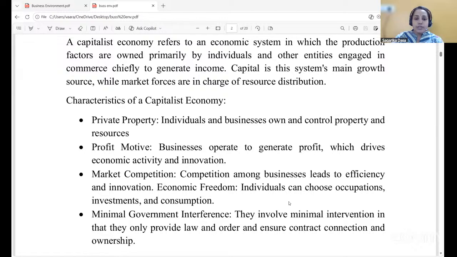Then economic freedom. Individuals can choose occupations, investments and consumption. So there is freedom of choosing occupation, investment avenues and consumption levels. Minimal government interference. Even in a capitalist economy, we can see that government interference is limited to some extent. They involve minimum intervention in that they only provide law and order and ensure contract protection and ownership. So the minimal government interference is restricted only to providing law and order to the organizations.